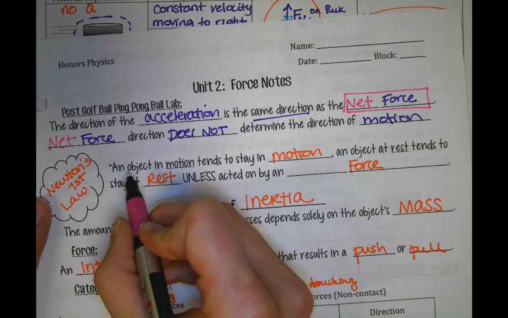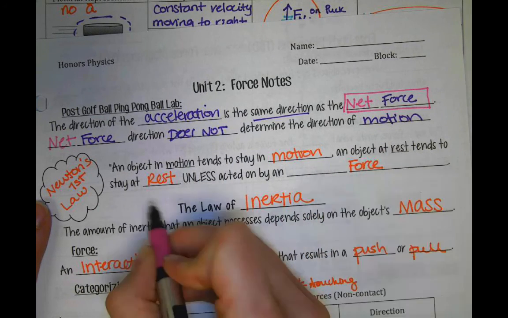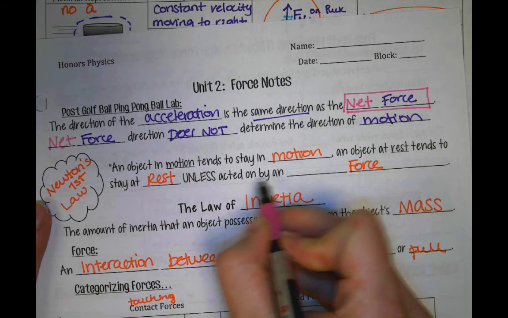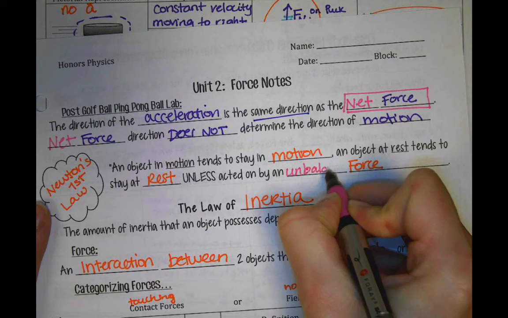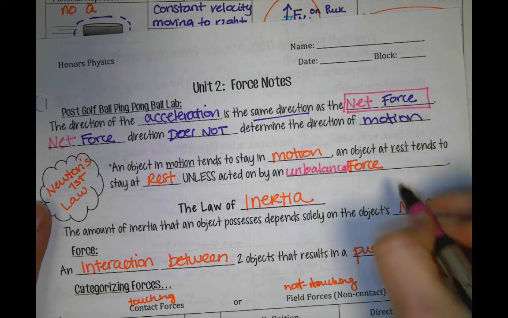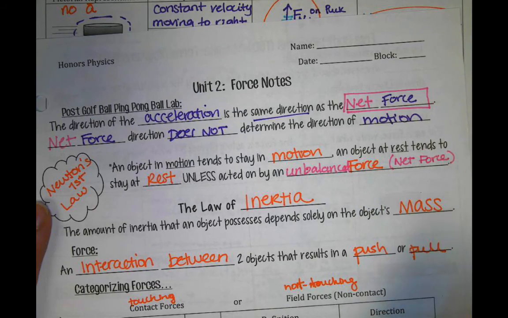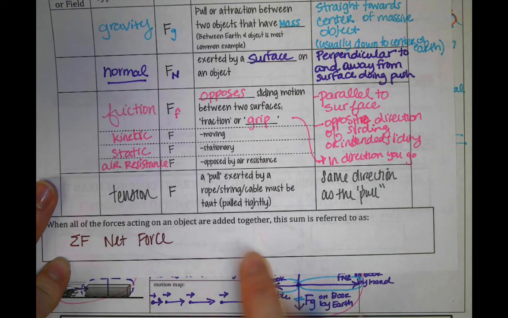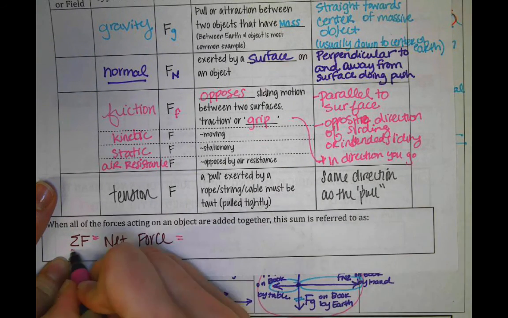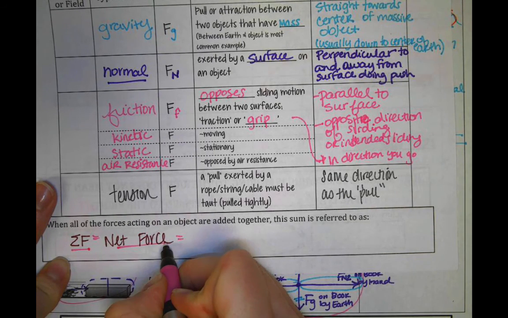For Newton's first law, an object in motion tends to stay in motion, an object at rest tends to stay at rest unless acted on by an unbalanced force or net force. And this is when we talked at the bottom. When you add all of these forces together, the sum of the forces is the net force. So sigma F means the sum of the forces. Net force means the sum of the forces.